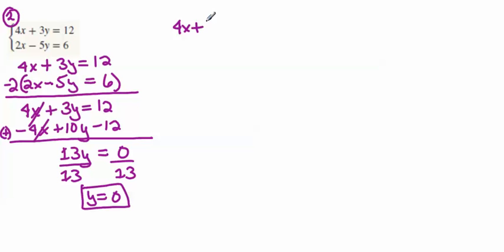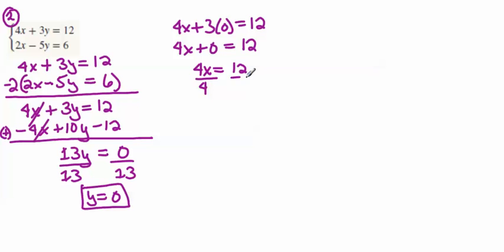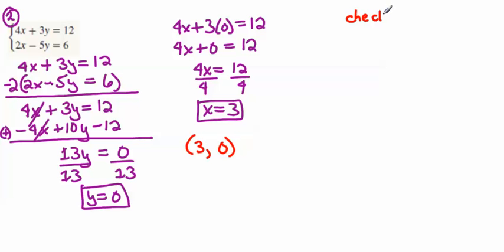4x plus 3 times 0 is equal to 12. 4x plus 0 is equal to 12. So 4x is equal to 12. Divide both sides by 4. I get x is equal to 3. So again, if you write this as an ordered pair, it must be in parentheses, x coordinate, comma, y coordinate, 3, 0. And then we're going to check our work.